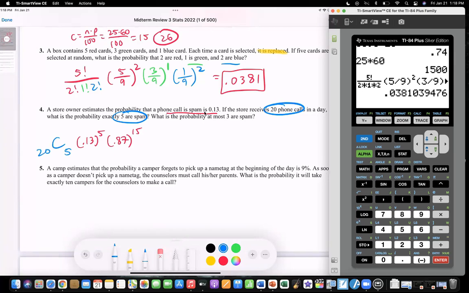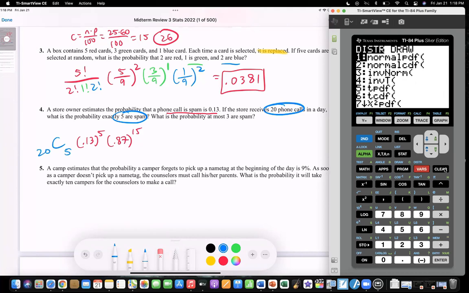Okay, so this is my binomial formula. So basically, in all my arrangements, we're going to have 0.13 multiplied 5 times and 0.87 multiplied 15 times, and then just the ways all those could be arranged. So you could either type that in as you see it, or if I go to distribution, let me clear everything. So 2nd distribution here, go over to binomial PDF, probability distribution function, PDF. So we have 20 trials here. Probability is 13%. And we want 5 successes or 5 spam phone calls.